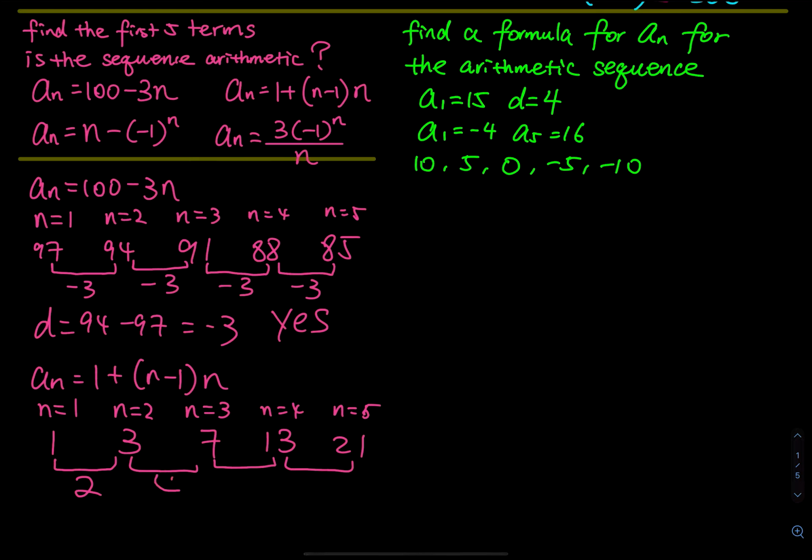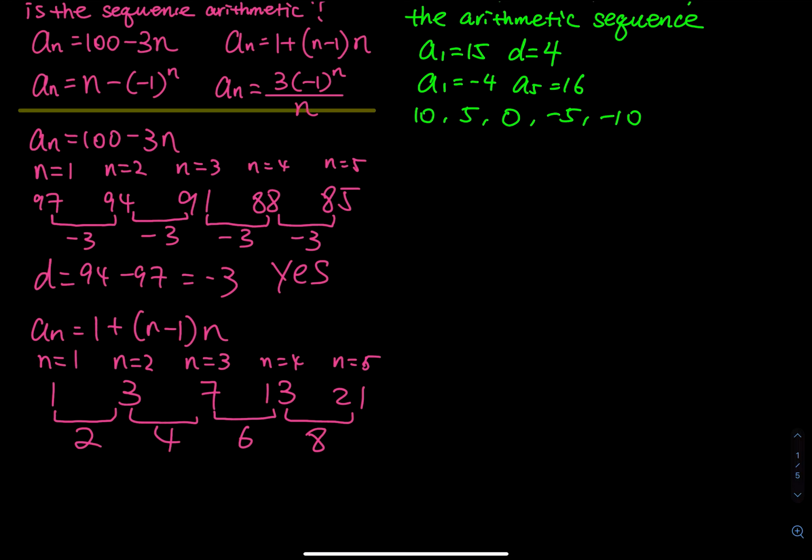Oh, uh-oh, failed. Should be 2, 2, 2, 2, 2, right? But this is a 4. This is a 6. This is a 8. No, the difference is not constant. So if this is an arithmetic sequence, it should go up 2 every single time. So this is not arithmetic.